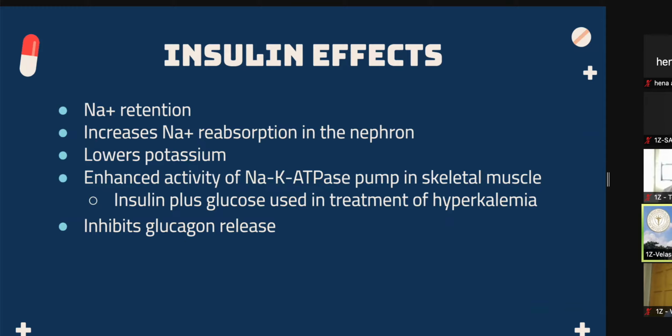And some other effects of insulin are sodium retention: it increases sodium reabsorption in the nephron, and it lowers potassium. So this is a good point. In patients with hyperkalemia, insulin is actually used as a form of treatment. They might pair it with glucose, as I read, to make sure that the patient has adequate amounts of glucose in their blood. And this is done through the enhanced activity of the sodium-potassium ATPase pump in skeletal muscles. And finally, insulin inhibits glucagon release. Next slide.